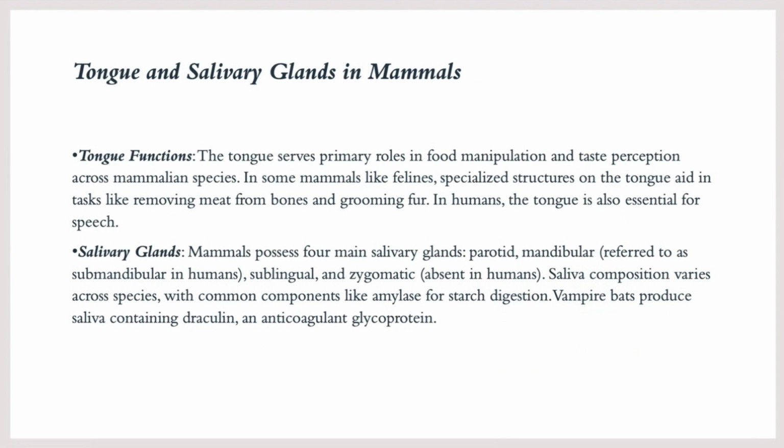Now, the salivary glands, mammals have four main salivary glands: the parotid, the mandibular, which is also called the submandibular in humans, the sublingual, and the zygomatic, which we as humans don't have. And of course, these salivary glands are important for producing the enzymes like amylase, which we need for starch digestion.